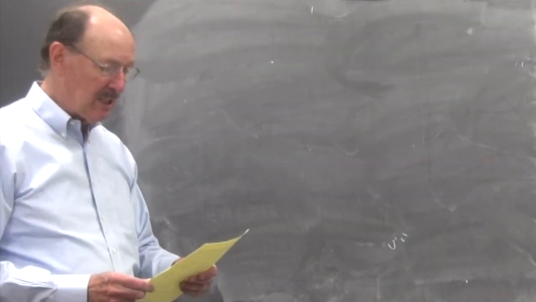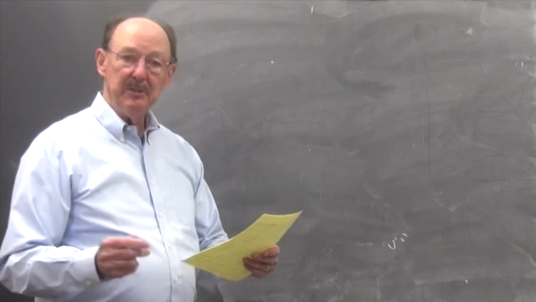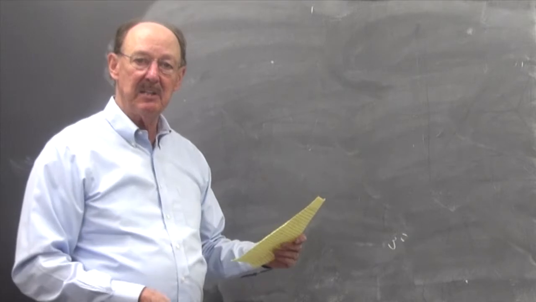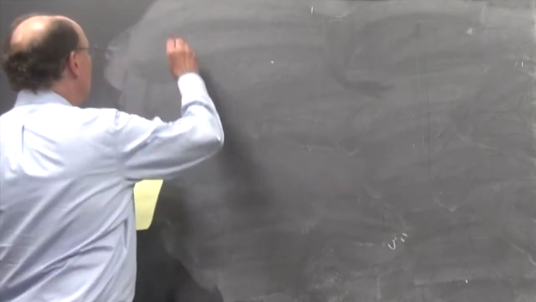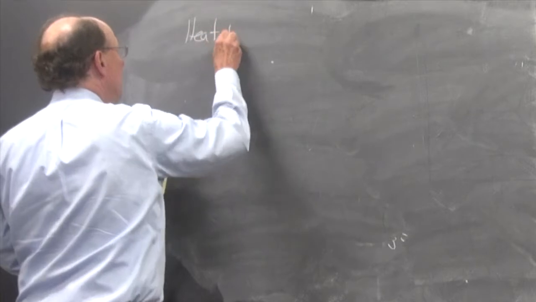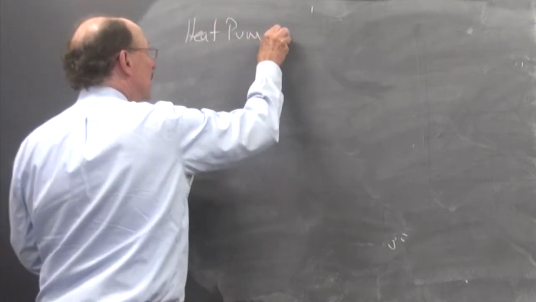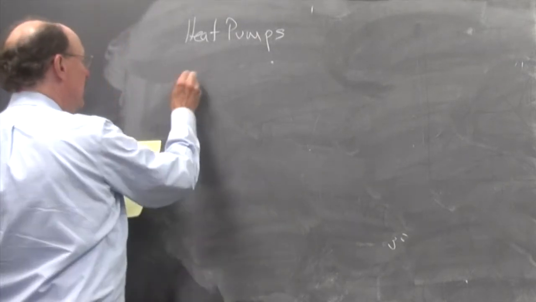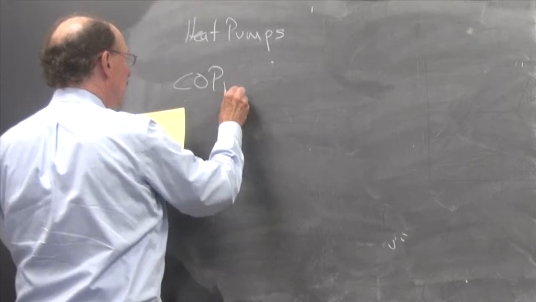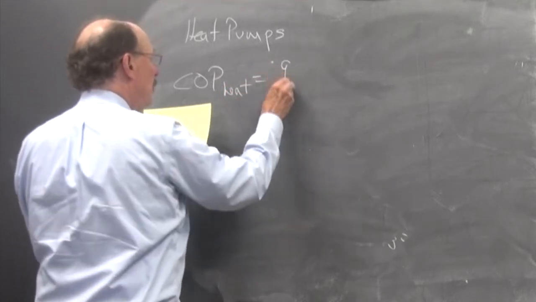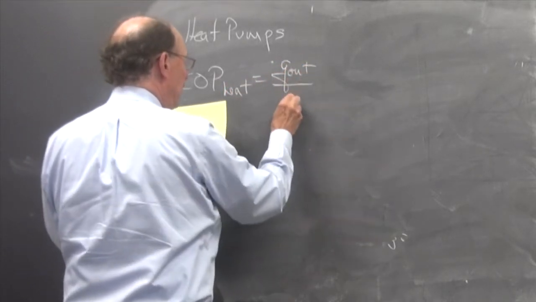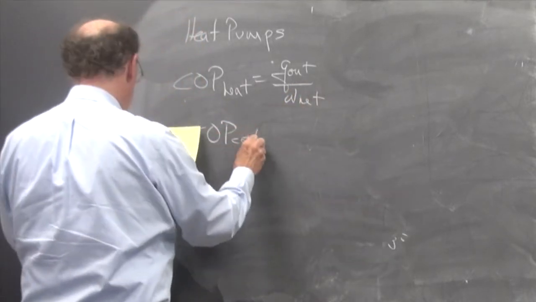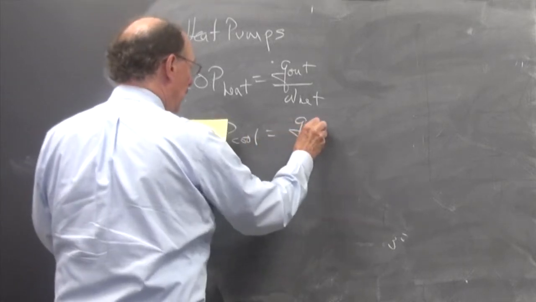Now what we want to do is talk about heat pumps. This uses a refrigeration unit for both heating and air conditioning of your home, and we'll briefly look at this. Basically, the refrigeration unit remains the same. It all depends on what your purpose is. So COP for heat would be equal to Q out over W net. COP for cooling, which we've been discussing, is Q in over W net.